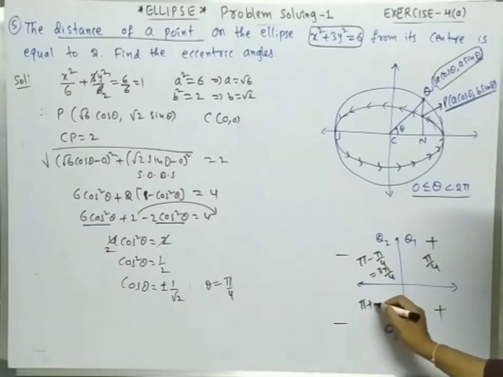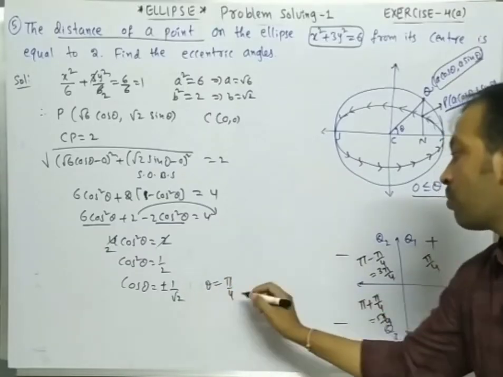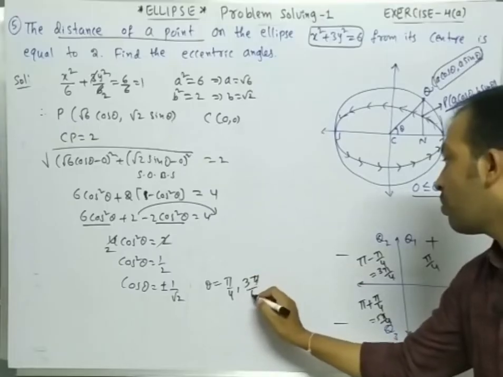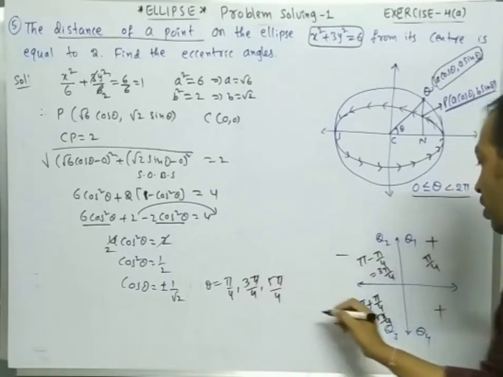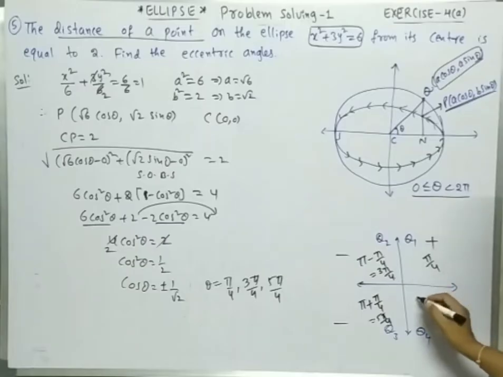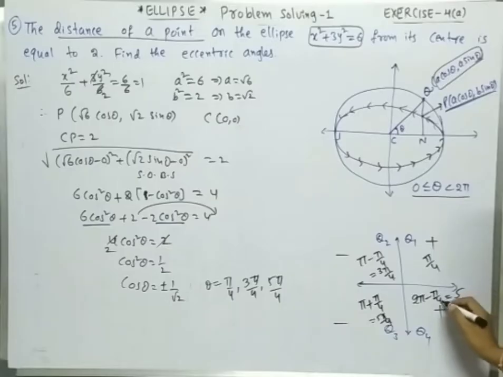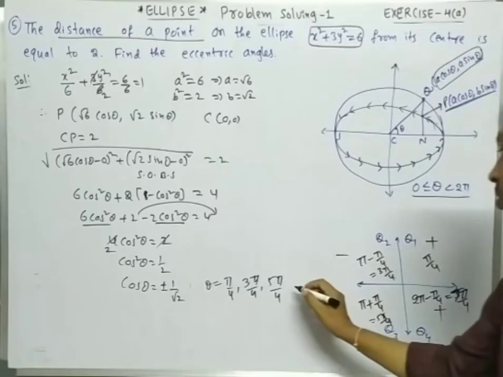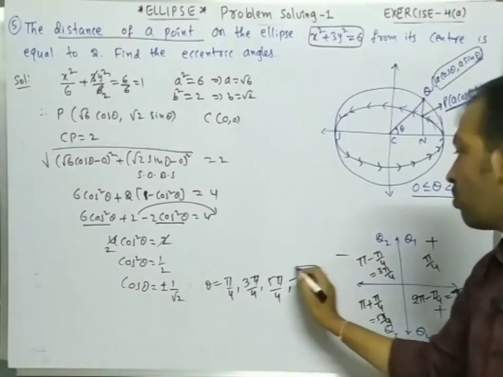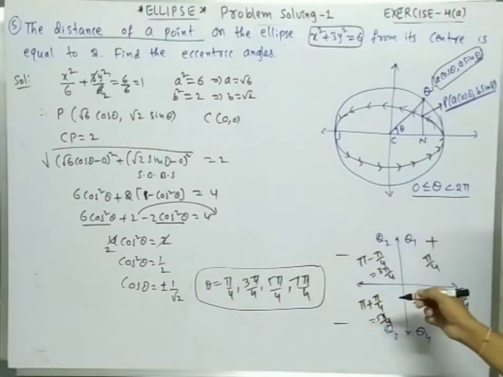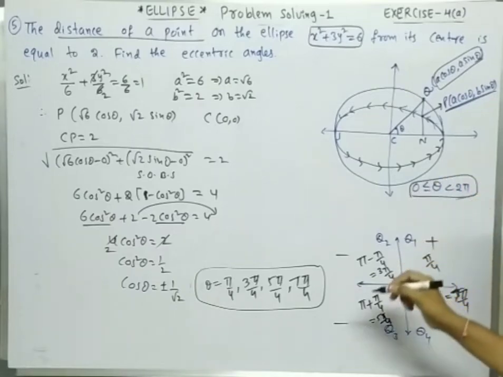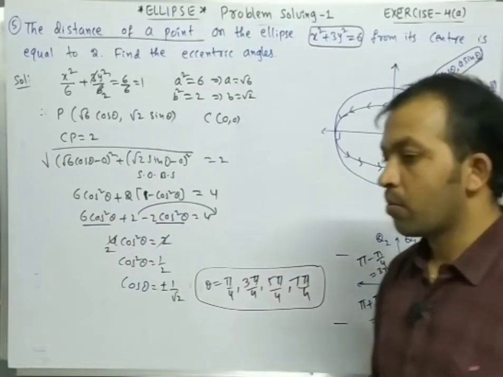In the third quadrant the angle is of the form pi plus theta, pi plus pi by 4, that is 5 pi by 4. So cos 5 pi by 4 is minus 1 by root 2. The reference angle is pi by 4 in each case. Next, this is the fourth quadrant. The angle is of the form 2 pi minus theta, that is 2 pi minus pi by 4, that is 7 pi by 4. So these are the four eccentric angles from 0 to 2 pi, and we will get plus or minus 1 by root 2.